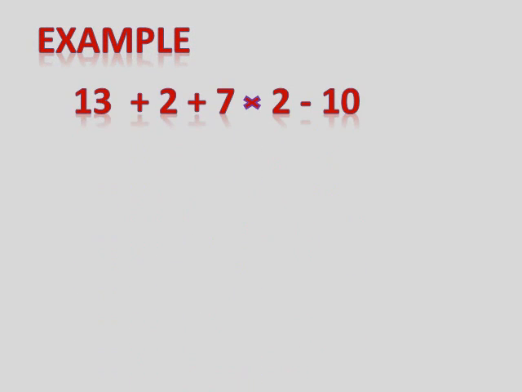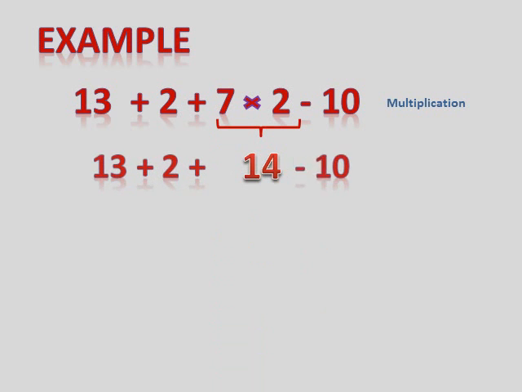Let's try this next example. Okay, so that's 13 plus 2 plus 7 times 2 minus 10. The first order of operation is multiplication. These two are involved in multiplication, so we take the answer for that and then bring down the rest of the other numbers.